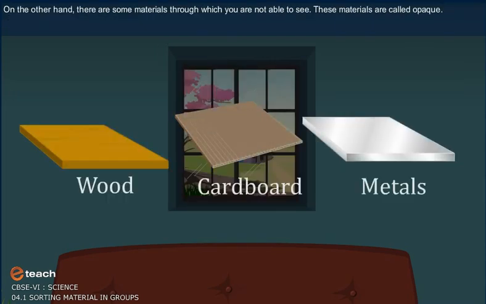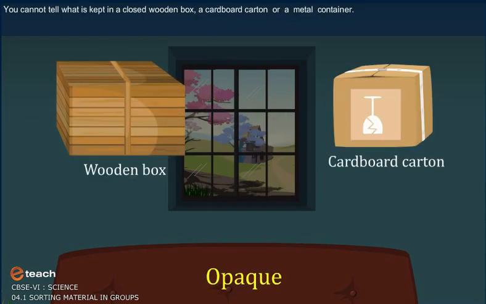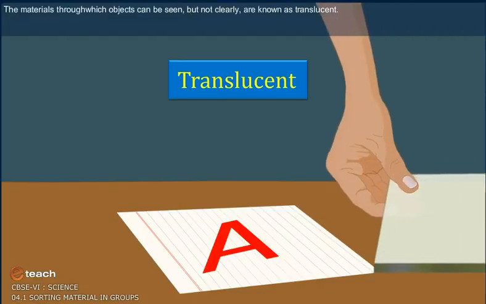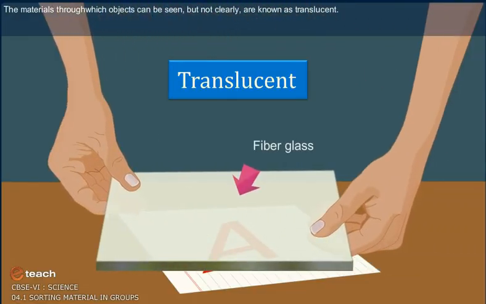On the other hand, there are some materials through which you are not able to see. These materials are called opaque. You cannot tell what is kept in a closed wooden box, a cardboard carton, or a metal container. Wood, cardboard, and metals are examples of opaque materials. The materials through which objects can be seen but not clearly are known as translucent.